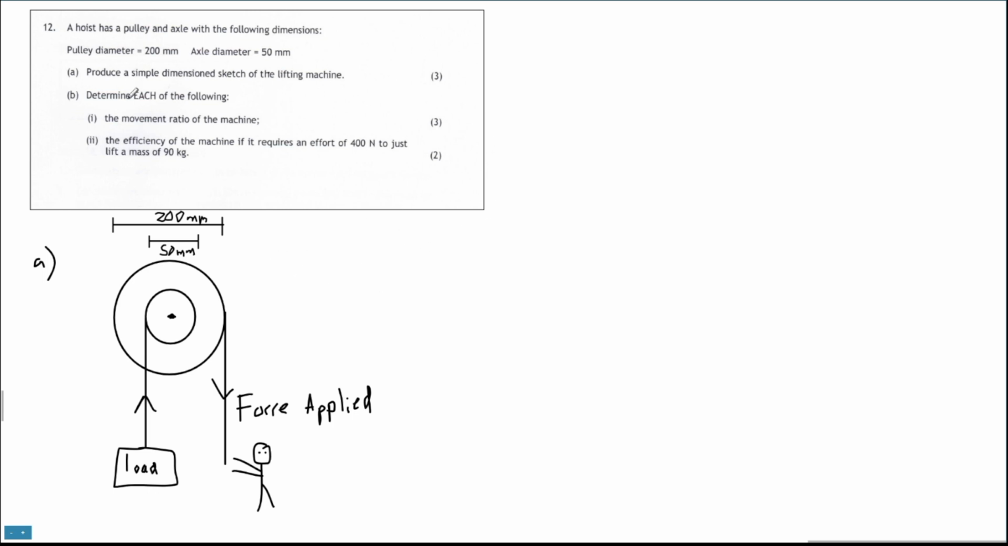Looking good. Now we're going to calculate the movement ratio for part B. Movement ratio then, I don't know if we've done this before, but let's have a look. Movement ratio is what it sounds like. It's how much you move by. It's actually how much you move divided by how much the force moves. I remember these as always being the big number on top and the small number on the bottom. So it's going to be the movement that I make, or the distance, let's call it distance, the distance I travel, divided by the distance the load travels.